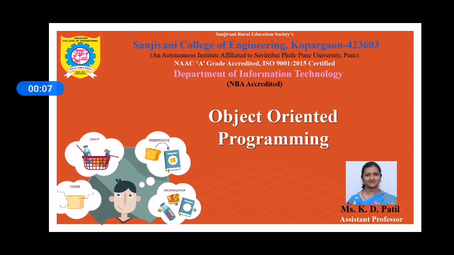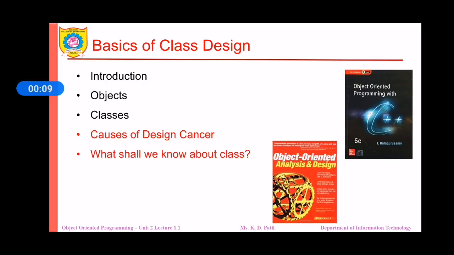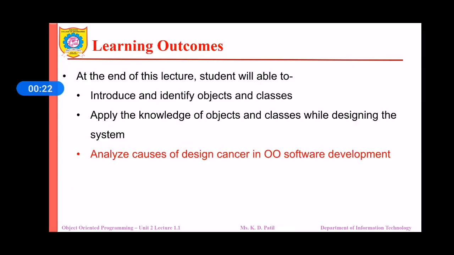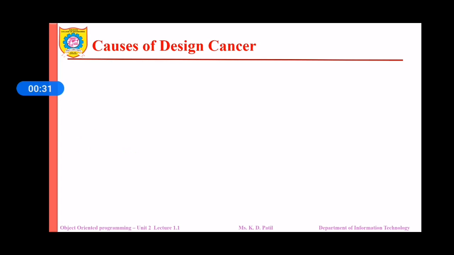In this lecture, we are going to see the basic characteristics of bad software design, and we will see what we should know about the classes before designing and implementing object oriented software. At the end of this lecture, you will be able to analyze the causes of design cancer in object oriented software development.